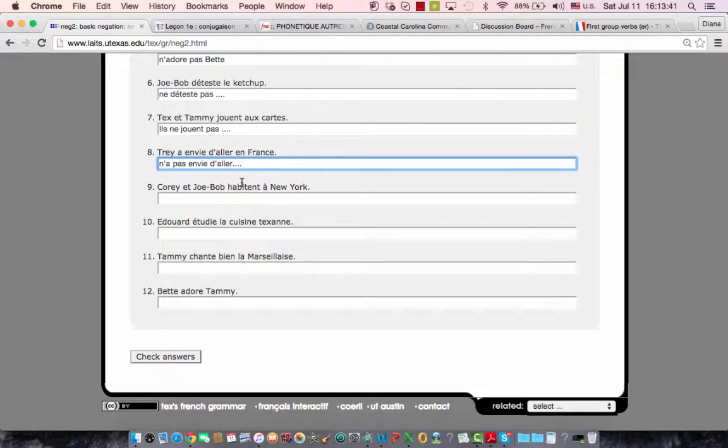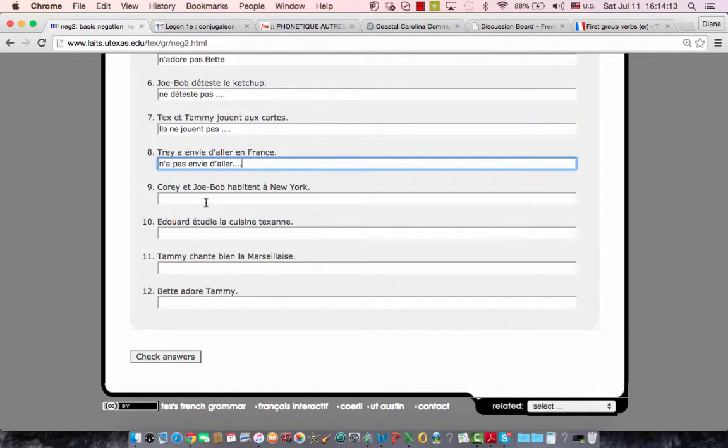J'ai envie, je n'ai pas envie. Tu as envie, tu n'as pas envie. Il a envie, il n'a pas envie. Nous avons envie, nous n'avons pas envie. Vous avez envie, vous n'avez pas envie. Ils ont envie, ils n'ont pas envie. Elles ont envie, elles n'ont pas envie.